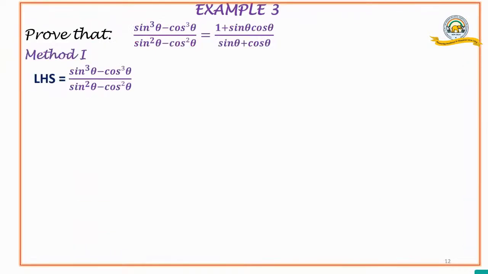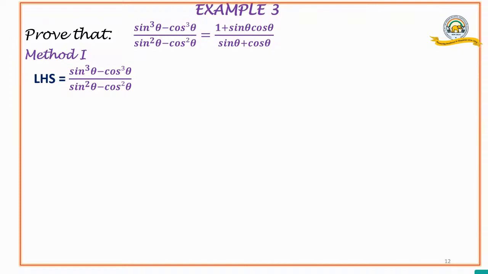Let us go to our next example. Now, we have sine cube theta minus cos cube theta by sine square theta minus cos square theta equal to 1 plus sine theta cos theta by sine theta plus cos theta. Now, both look like equally similar expressions. So where to start off? Okay, let us try. Without starting off and trying it out, you won't be able to decide. So let's start with the left hand side.